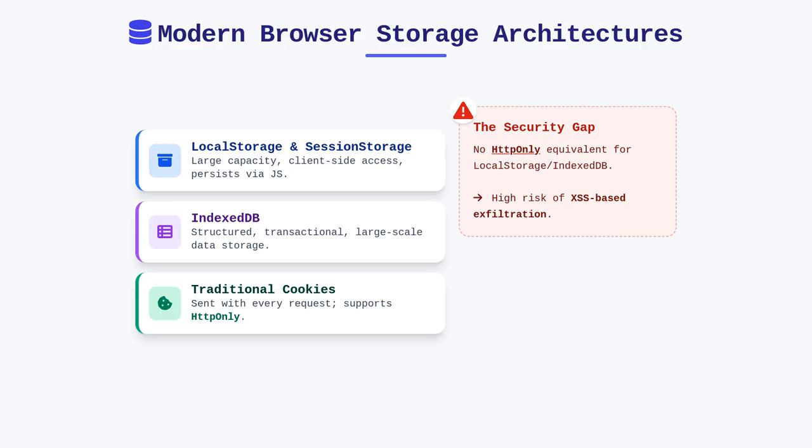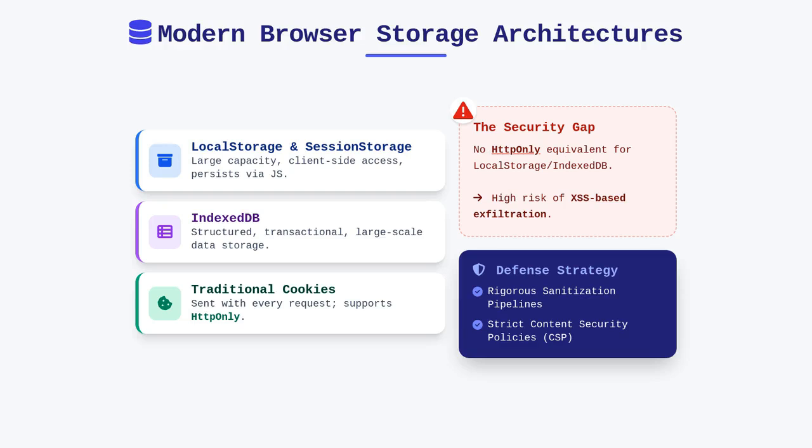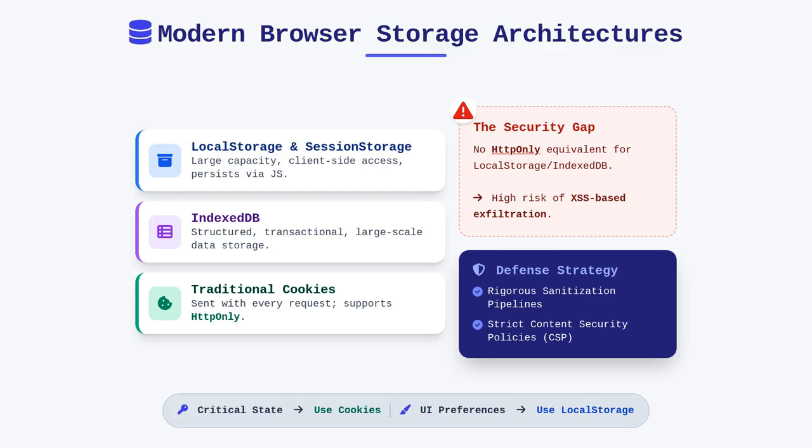When you store information in these formats, you must implement rigorous sanitization pipelines and content security policies to restrict where your scripts can send data. Choosing the right storage medium often means preferring cookies for critical state and using local storage for transient, non-sensitive UI preferences.